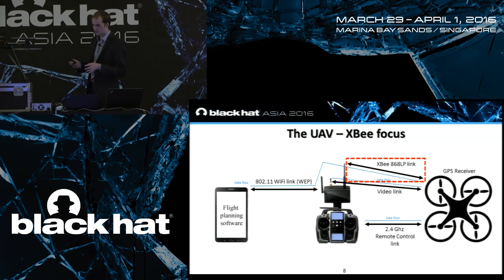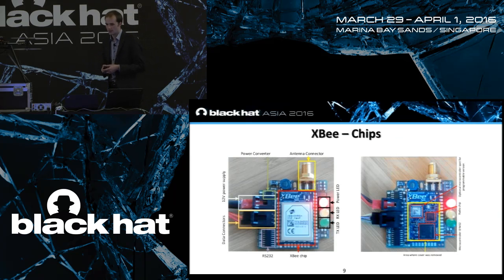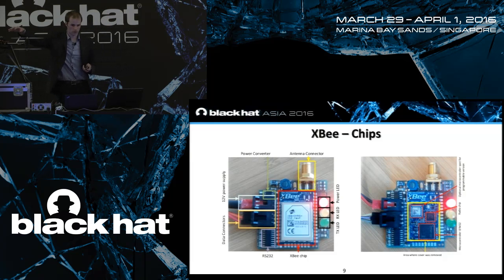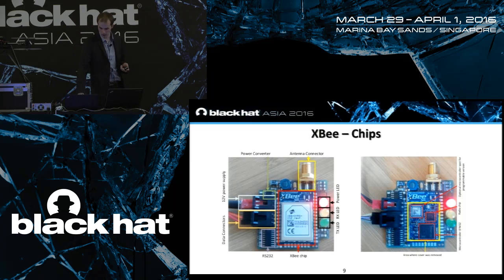This is an XBee link, XBee 868LP. LP stands for low power. And this link, as I said before, reaches up to 2 kilometers. So you can actually control the UAV from much further distance. There you can see the chips itself. The chip is in here, so in the UAV, and the other chip is here in the telemetry box. And the telemetry box is then forwarding the communication via Wi-Fi to the flight planning software on the tablet.